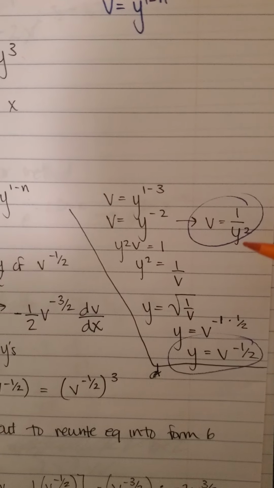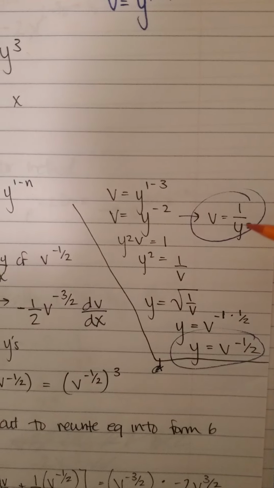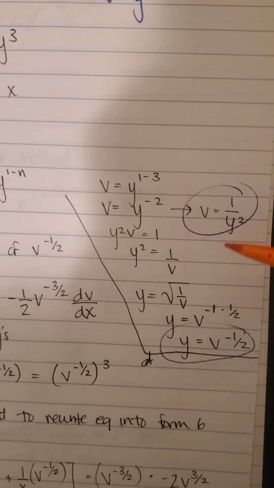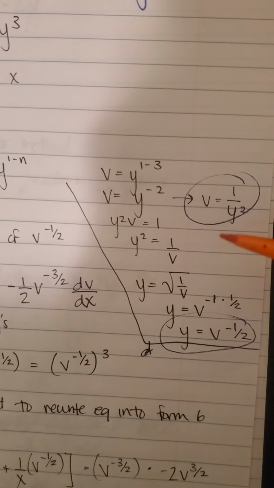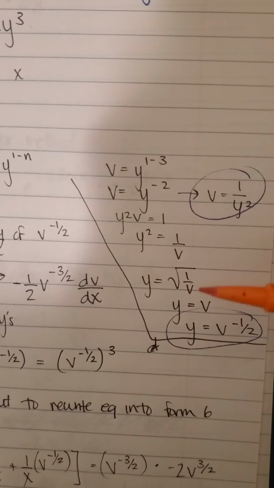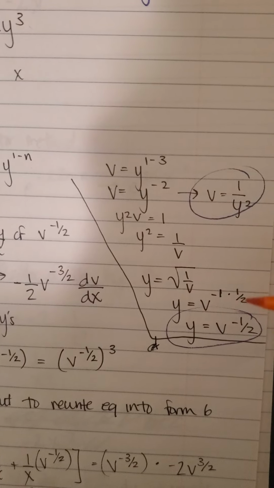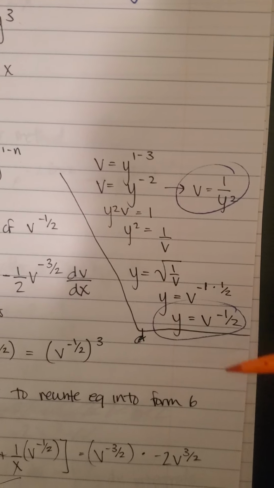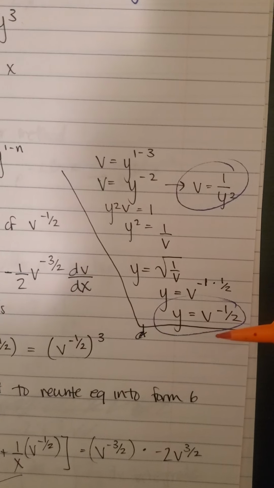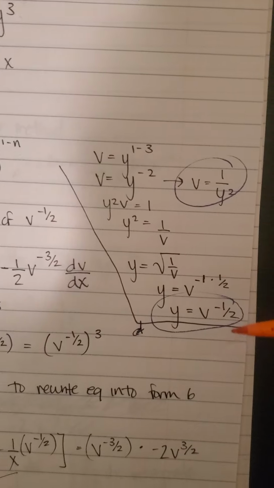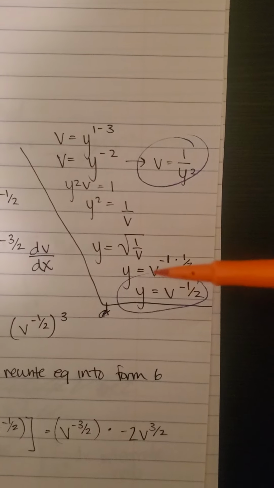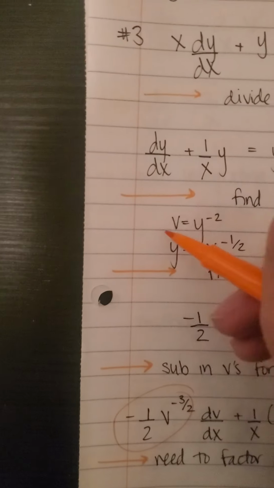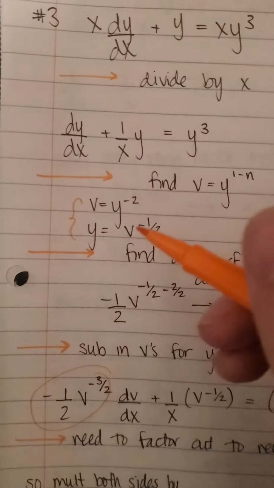But we also want to know y in terms of v as well, because we're going to end up using that later. So just doing that out, I like to write out every little bit of algebra I do just to make sure I don't have any errors. And then I get y equals v to the negative 1/2. So that's the second step of doing this. And so these are important. We're going to use these throughout.